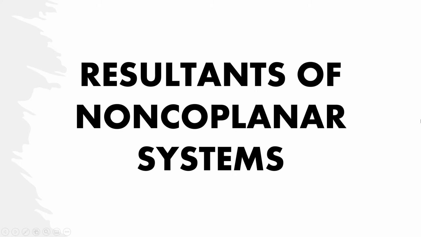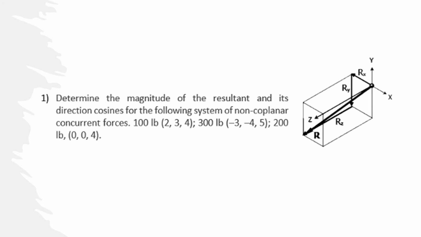So in this part, we're going to discuss resultants of non-coplanar systems. So the first problem states: determine the magnitude of the resultant and its direction cosines for the following system of non-coplanar concurrent forces, given 100 pounds, 2, 3, 4; 300 pounds, negative 3, negative 4, and 5; and 200 pounds, 0, 0, and 4.